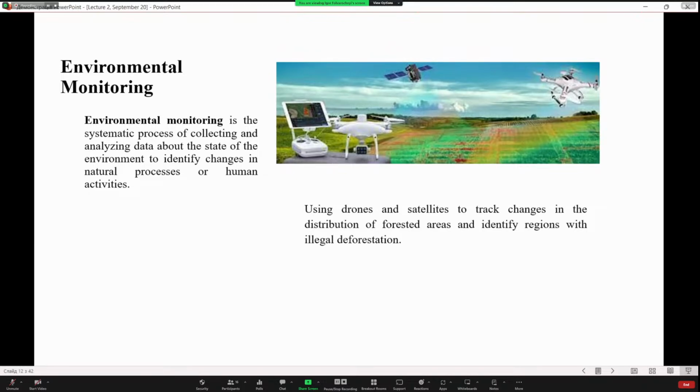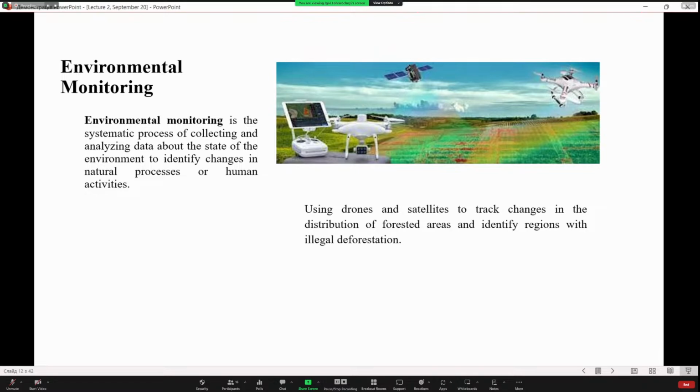Environmental monitoring is the systematic process of collecting and analyzing data about the state of the environment and identifying changes in natural processes and human activities. So we use drones and satellites to analyze and identify regions with some problems. I hope you know a lot about that during the period of the war where we live in Ukraine.